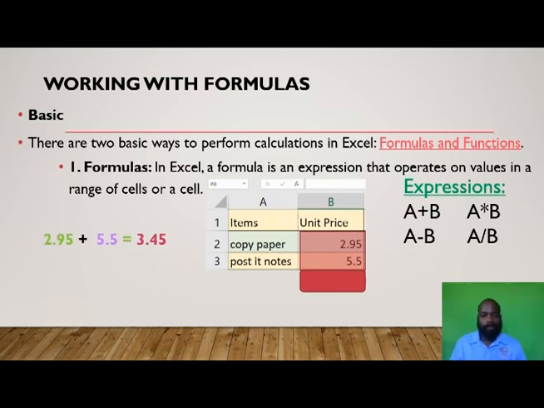And unlike basic mathematics, which uses this format here, 2.95 plus 5.5 is equal to 3.54, spreadsheet uses the reference address, and so you're actually working with the address of the value rather than the hard-coded value. In this case, we would be working with the address B2 and B3, and so we put that operation within the blank cell or the area where we want our answer to appear.